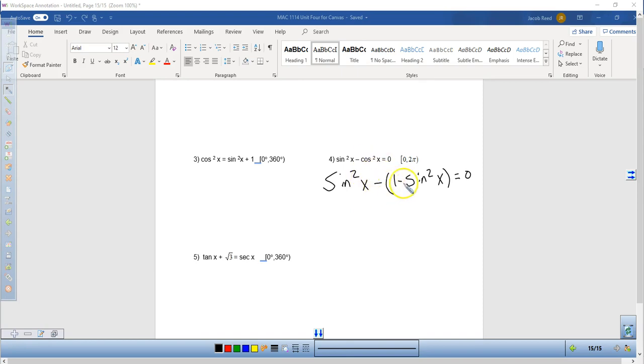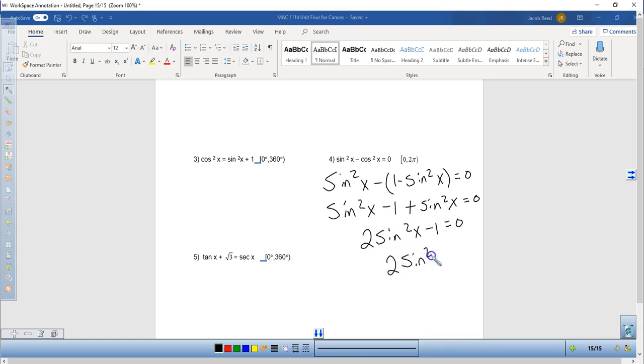Okay, now that I've done this, I distribute my negative. Combine my functions. And now I move the 1 over. Divide by 2. And take the square root.